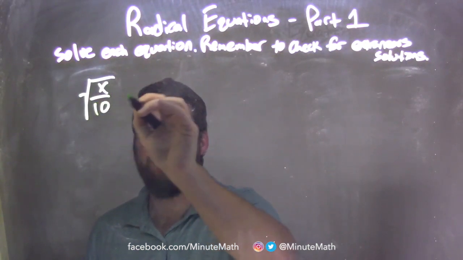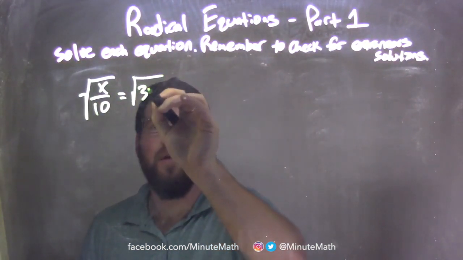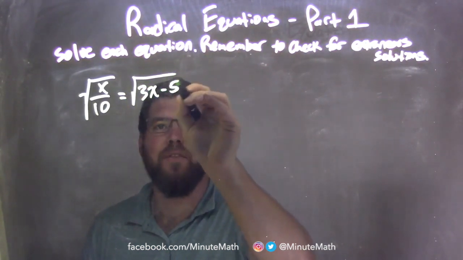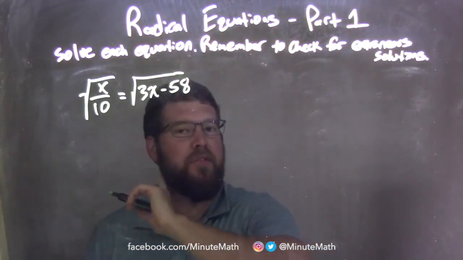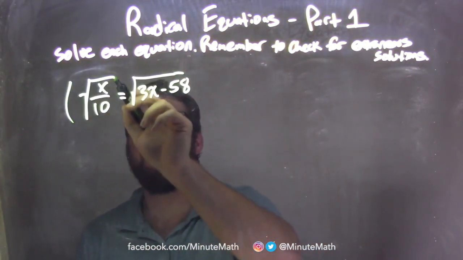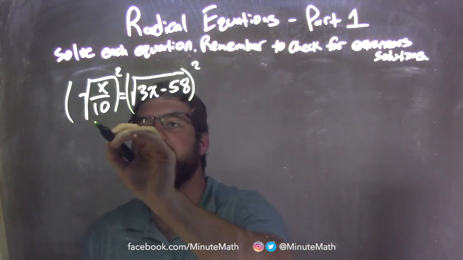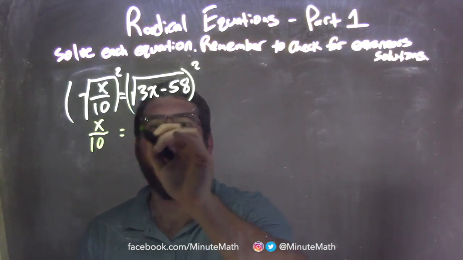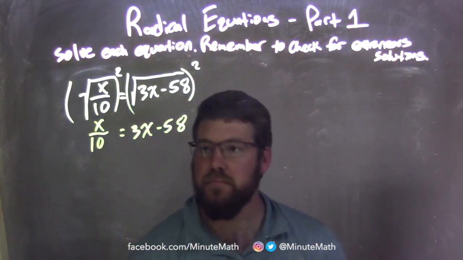x over 10 equals the square root of 3x minus 58. Well, first thing, I want to square both sides. The square roots are already by themselves, all right? They're isolated, so squaring both sides will help me eliminate those square roots, leaving me with just an x over 10 on the left and 3x minus 58 on the right, okay?